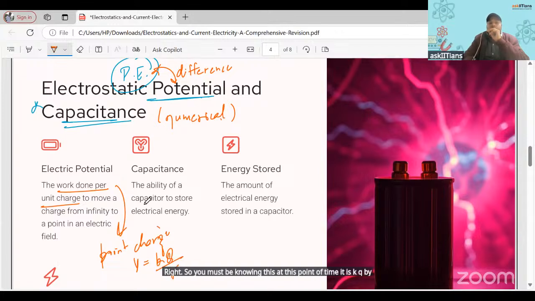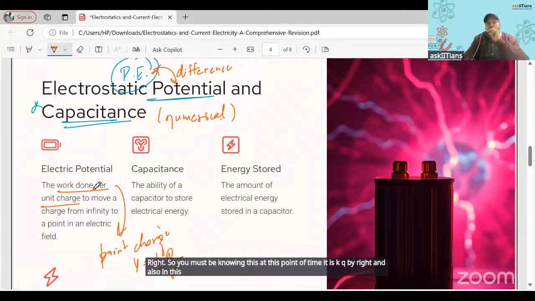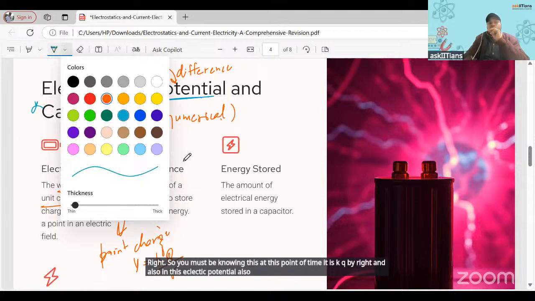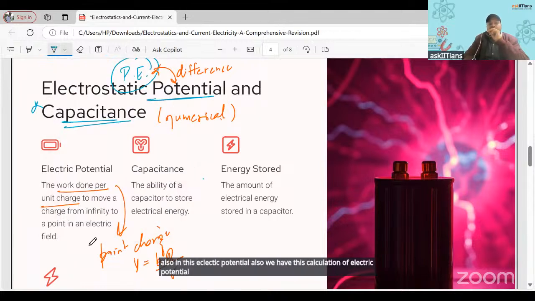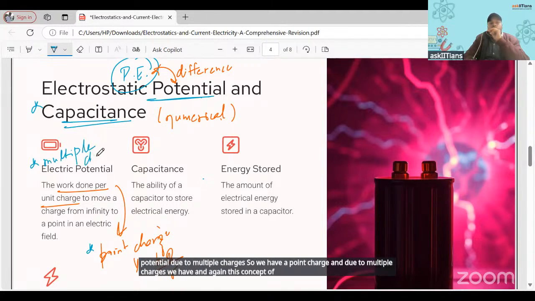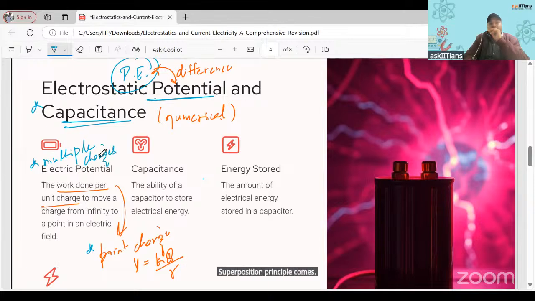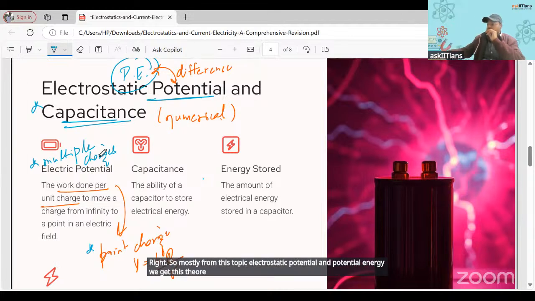Also in electric potential, we have the calculation of electric potential due to multiple charges. Again the superposition principle comes in: wherever multiple charges are associated, we use the principle of superposition. So a related question might come. Mostly from this topic, electrostatic potential and potential energy, we get theoretical types of questions.